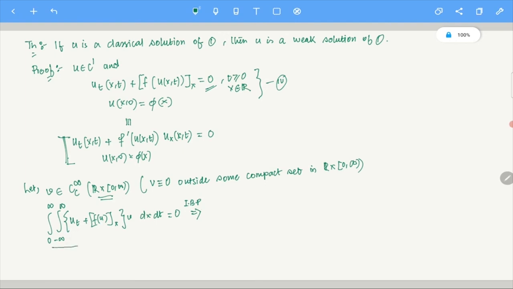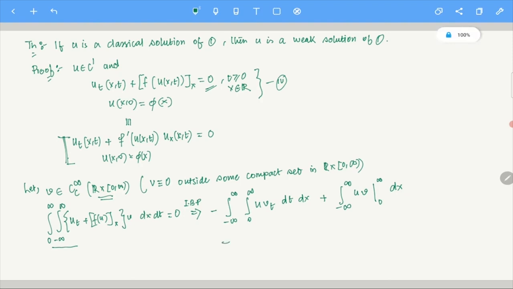Okay, so once you do that, let's look at the first expression. Integral from minus infinity to infinity, zero to infinity, u_t v. That can be written like this, no? Minus the integral over minus infinity to infinity, zero to infinity, u v_t dt dx. I can write it like this, integration by parts. But there is a boundary term. If you remember, there is a boundary term. What is the boundary term? Plus, the boundary term is the integral from minus infinity to infinity of u v, evaluated in t from 0 to infinity, dx. So u of (x,t), v of (x,t), from t equals 0 to infinity, dx. So that is the first term.